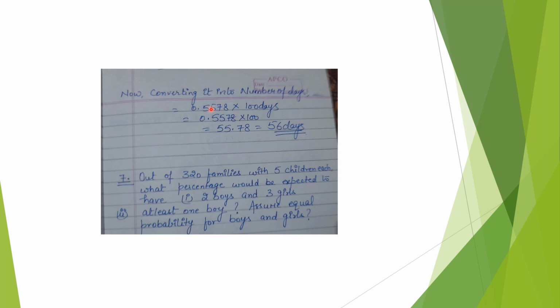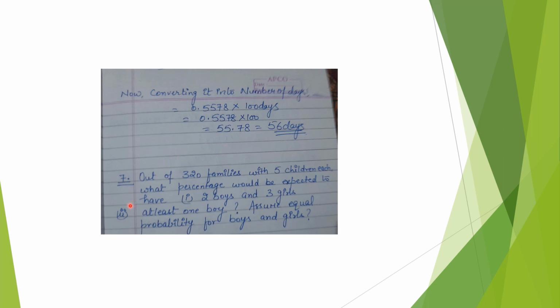So this is the total probability of at least having 4 eggs into my number of days in a session, which is 100 days. 0.5578 into my 100, the number of days will become 55.78, and we clearly know that number of days can never be in fractions, so we have to approximate it. It will become 56 days. So that was it for question number 5.